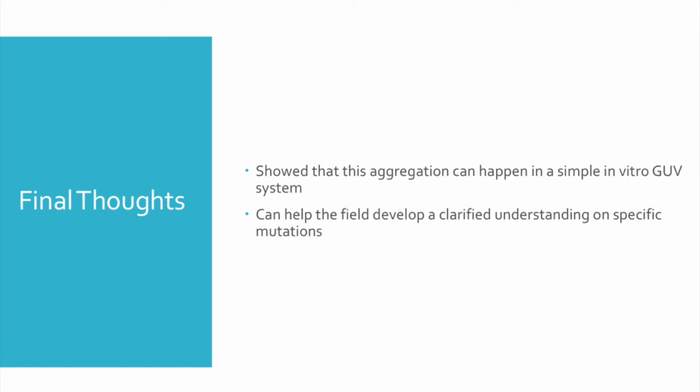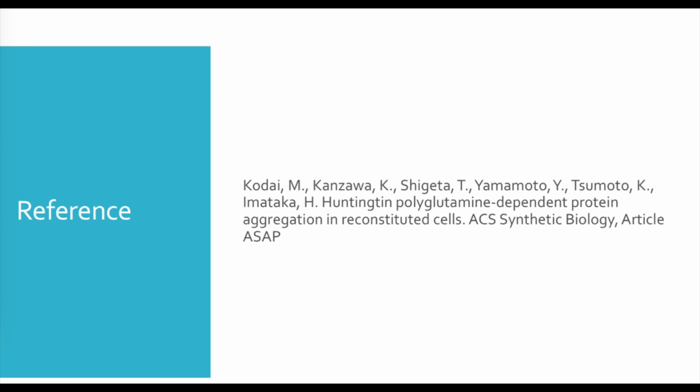So the final thoughts on this are that they showed that this aggregation can happen in a simple in vitro GUV system, as seen in figure 2, and throughout other experiments within the journal article. And it also helped the field develop a clarified understanding on specific mutations. For instance, having this biological basis being studied in an in vitro system was able to help them fully understand and demystify the components and also the interactions with the polyQ repeats and aggregation in general.